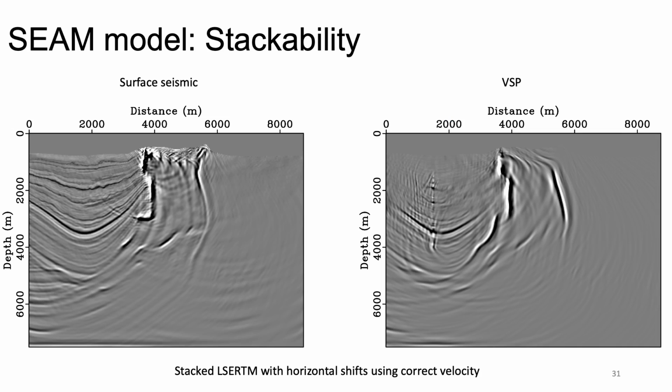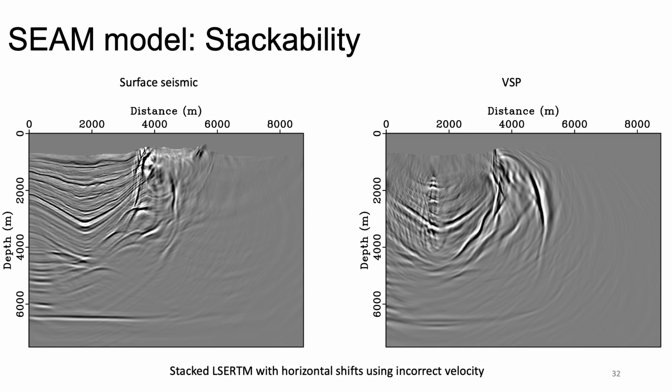We then stack the extended images along the subsurface offset within the half-wavelength constraints. These are the results using correct migration velocity model. These are the results using incorrect migration velocity model. The left part shows the surface seismic image. The image quality becomes much better when compared with the image at 0 subsurface offset. The high amplitude, low wave number noises are effectively reduced. The sedimentary structures are clearly resolved.